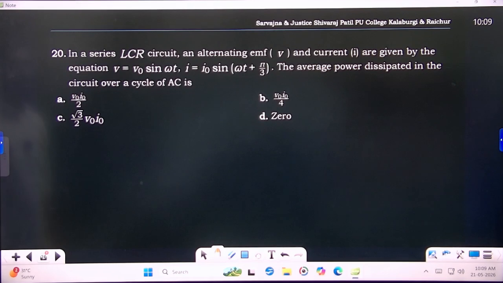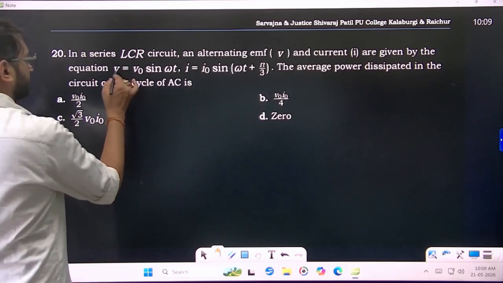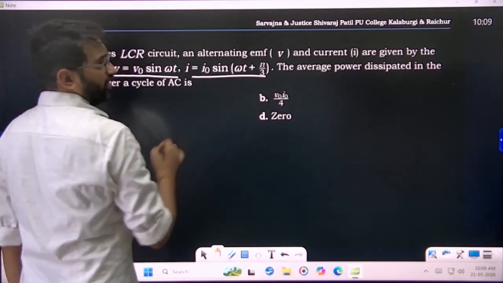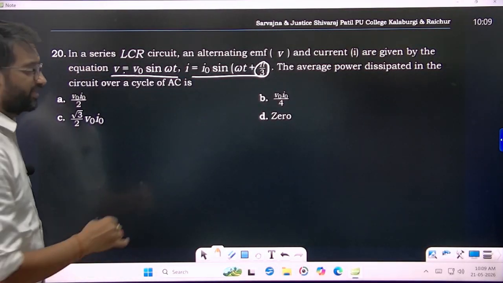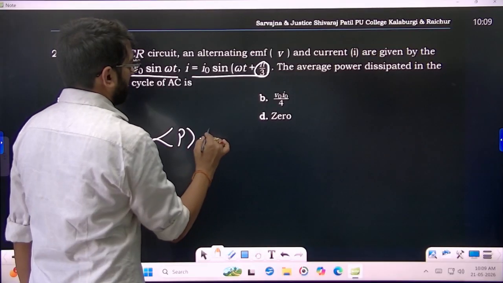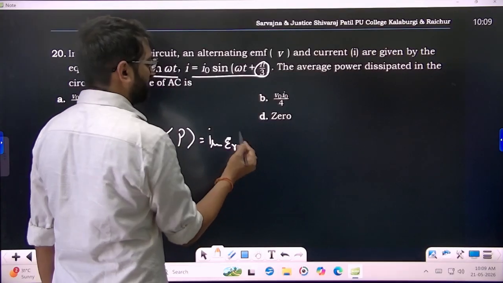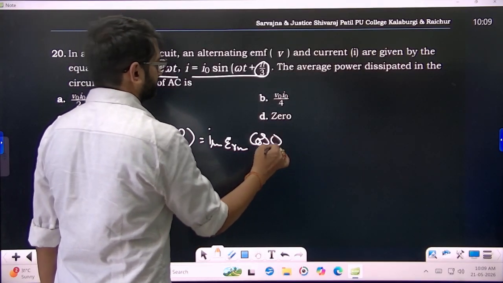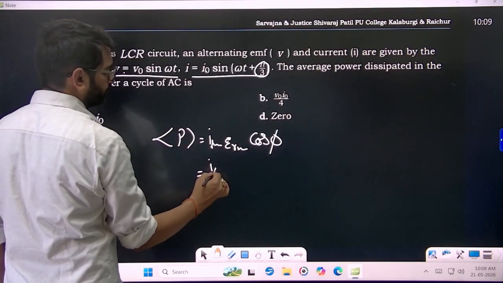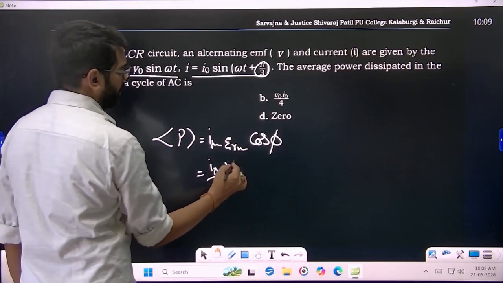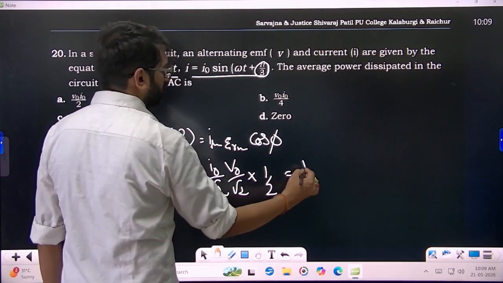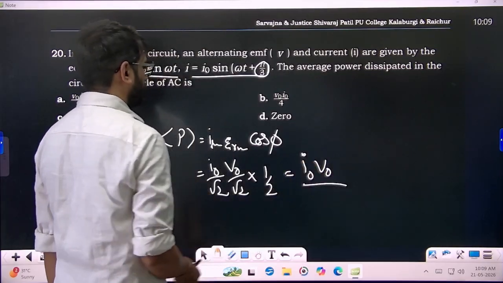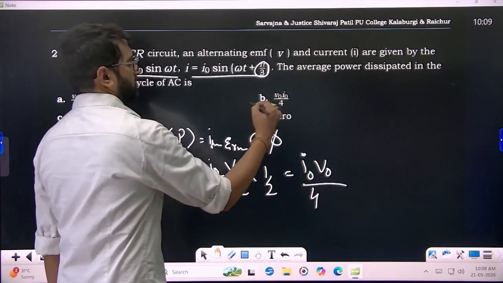Next, in an LCR circuit, an alternating voltage and current are given by this one and this one. So you can see the phase difference between voltage and current is pi by 3. The average power dissipated, the formula for average power is IRMS into ERMS or VRMS, whatever, into cos phi. IRMS is I naught by root 2, ERMS is V naught by root 2 into cos phi, pi by 3, that is 1 by 2. So this would be I naught into V naught divided by 2 into 2, that is 4. Second option.